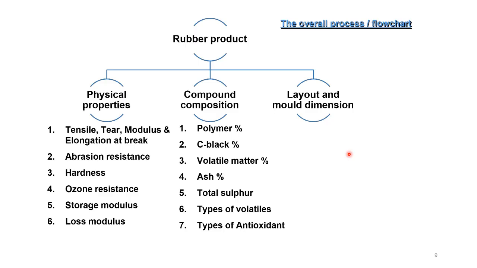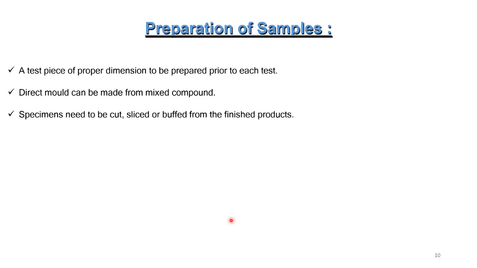The rubber compound product has physical properties, compound composition, and layout and mold damage. Physical properties are tensile, tear, modulus, elongation at break, abrasion resistance, hardness, ozone resistance, storage modulus, loss modulus, etc. Then composition: polymer percent, carbon black percent, volatile matter percent, ash percent, total sulfur, and types of volatiles, types of antioxidants, etc. can be determined. Now the preparation of samples. First we have to prepare a test piece of proper dimension to be tested prior to each test, so that a direct mold can be made from the mixed compound, and the specimens need to be cut, sliced, or buffed from the finished product.